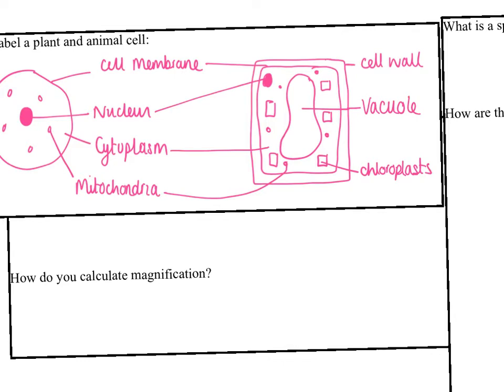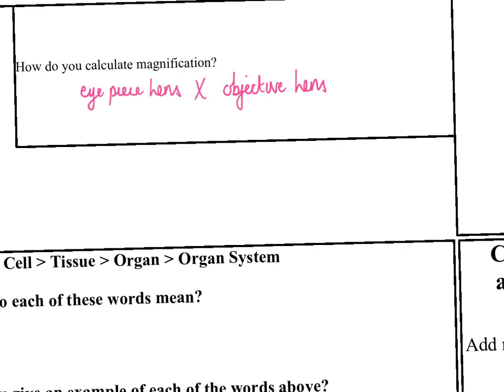Then we've got how do we calculate magnification. So magnification on a microscope, we would do the eyepiece lens and we would times it by the objective lens. Okay, that's how we calculate magnification.